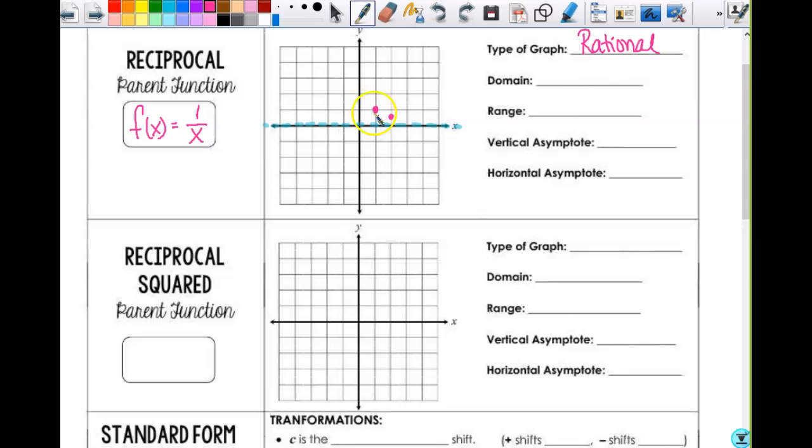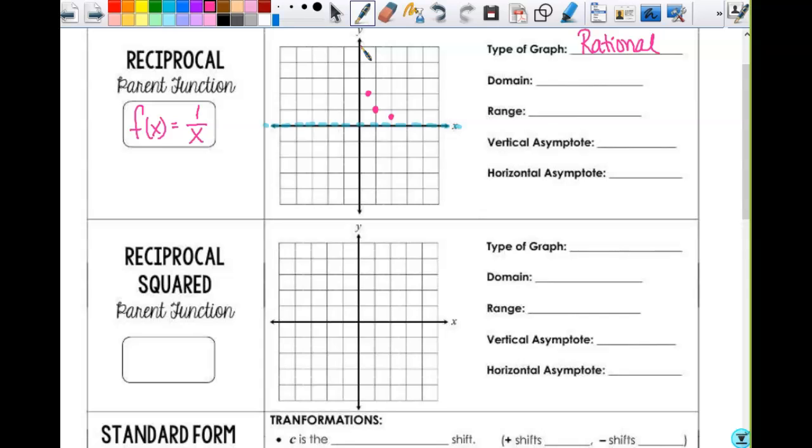So I know it's going this way, so let's see what happens going this way. So I substituted in 1. Let's say I substituted in 1/2. If I substitute in 1/2, what do I get for y? Because I'd have 1 over 1/2. 2, because I'd multiply by the reciprocal, I get 2. So if I'm at 1/2, I get 2. If I go to 1/3, I'm at 3. 1/4, I'm at 4. 1/5, I'm at 5, and so forth and so on.